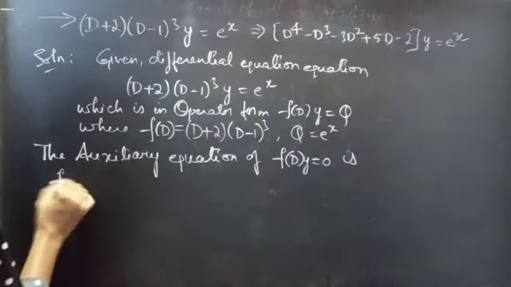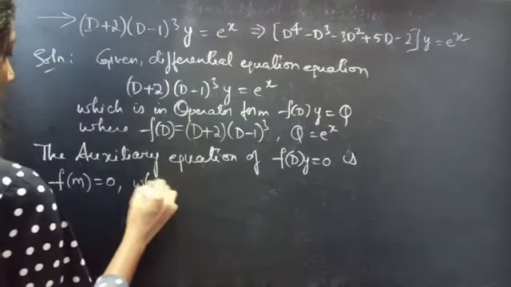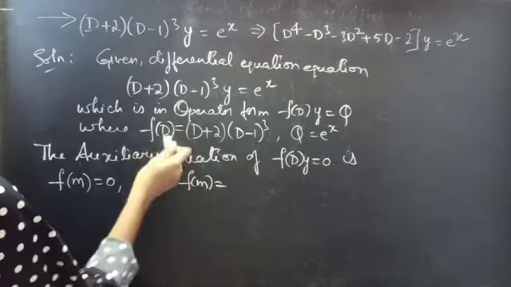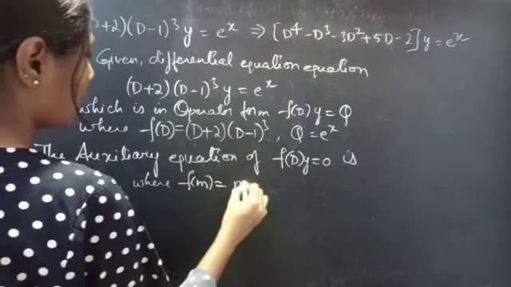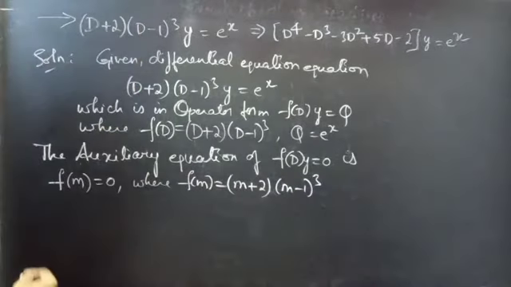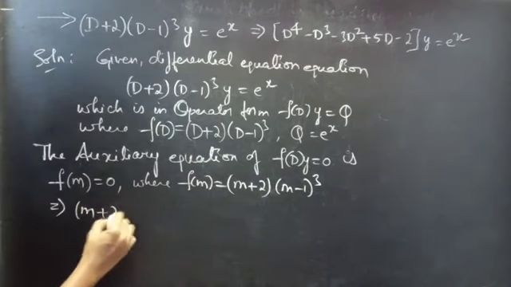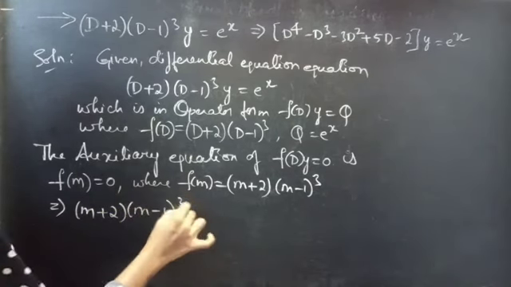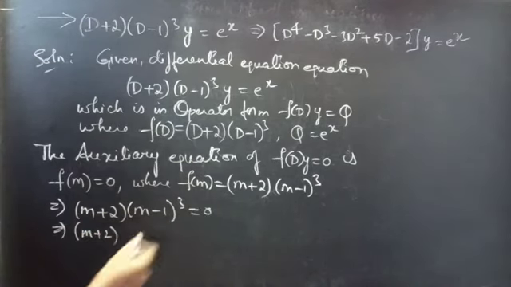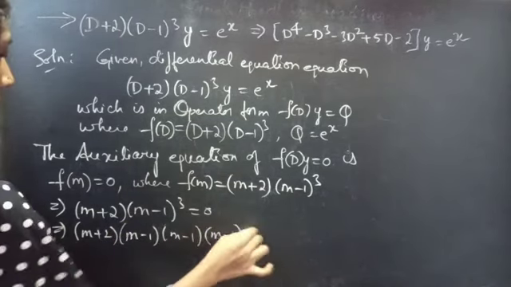The auxiliary equation of F(D) y = 0 is F(m) = 0, where F(m) is obtained by replacing the differential operator D in F(D) by m. Then you'll get (m+2)(m-1)^3. Then our auxiliary equation becomes (m+2)(m-1)^3 = 0, right? And here you can write (m-1)^3 as (m-1)(m-1)(m-1) = 0.